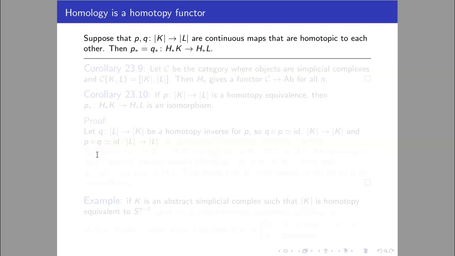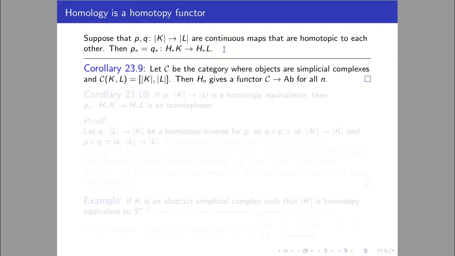So now we're just about ready to wrap things up. We proved in the last video that if P and Q are two different continuous maps from |K| to |L|, but they're homotopic to each other, then they have the same effect in homology. The maps P star and Q star from the homology of K to the homology of L are the same. So we can reformulate that slightly in the language of category theory as follows.